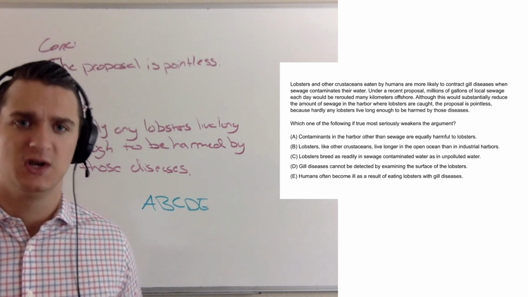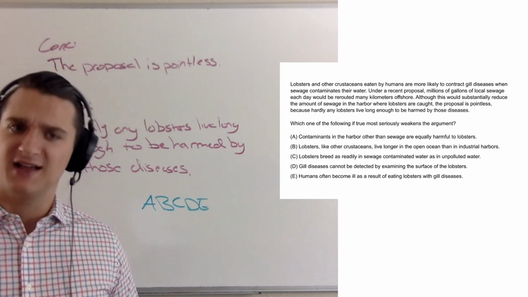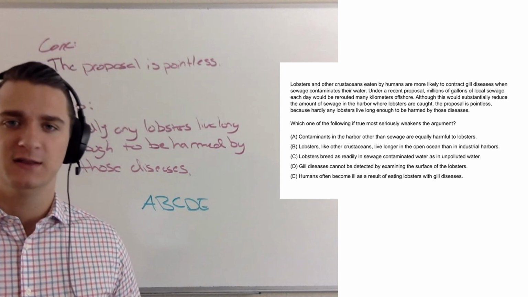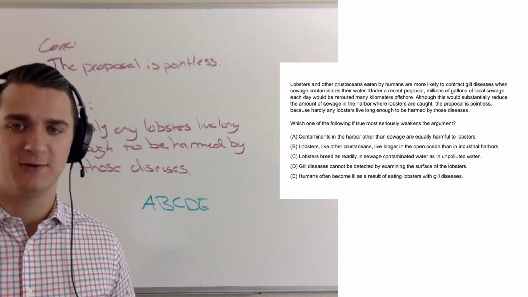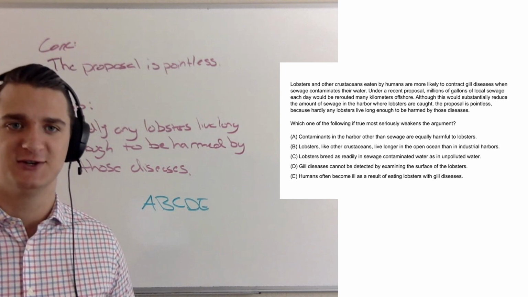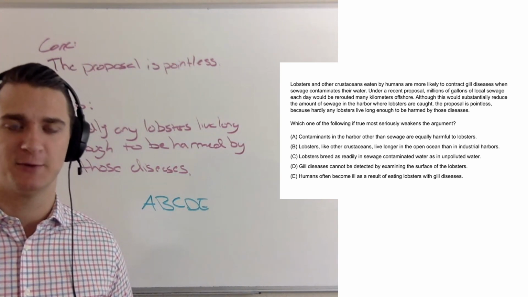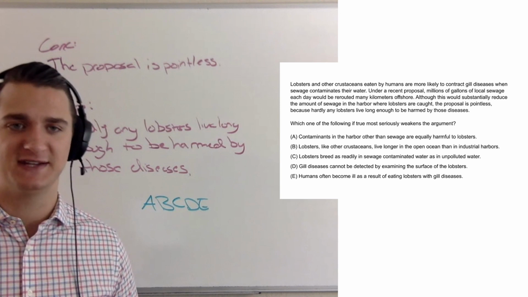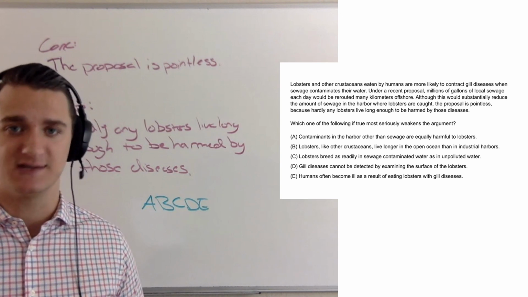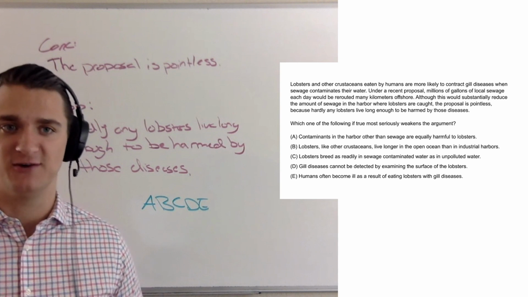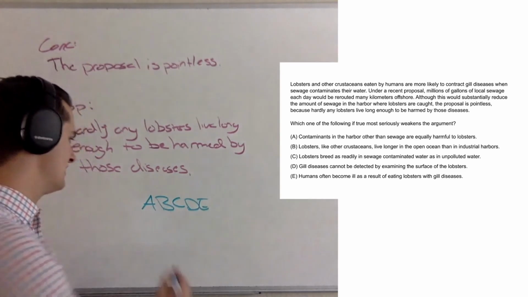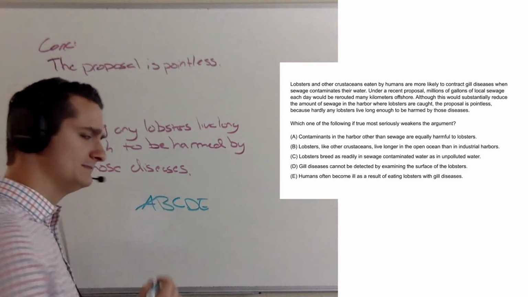So if contaminants in the harbor other than sewage are equally harmful to lobsters, that doesn't mean it's pointless to remove the sewage. Actually, that kind of strengthens the argument, because if there are other contaminants that are equally harmful, then why remove the sewage? It kind of strengthens the idea that the proposal is pointless. It definitely doesn't weaken the argument. It makes me think, well, yeah, the proposal is pointless because the lobsters are going to be harmed anyway by these other contaminants. So I can go ahead and eliminate A.